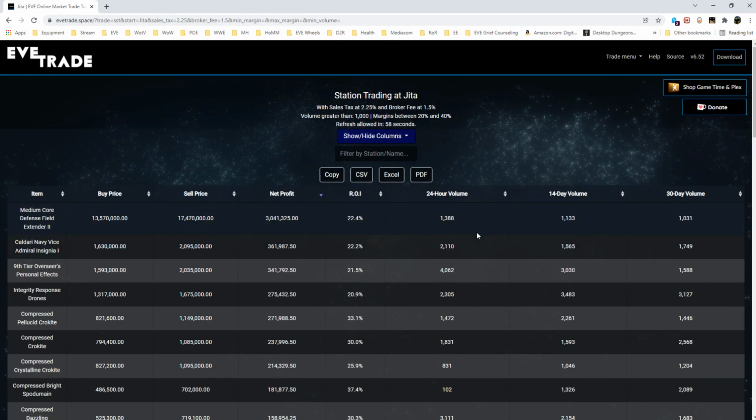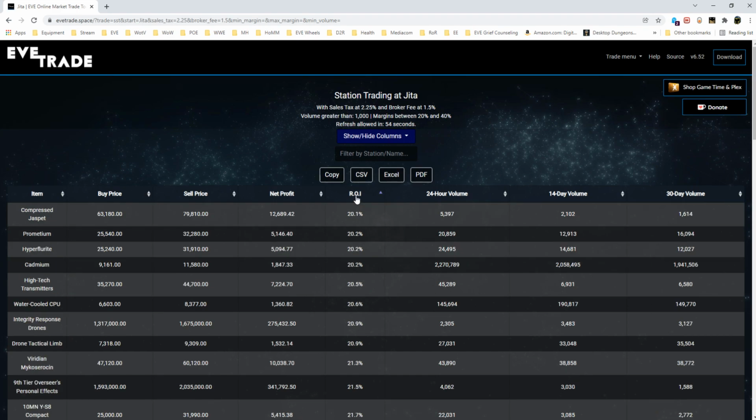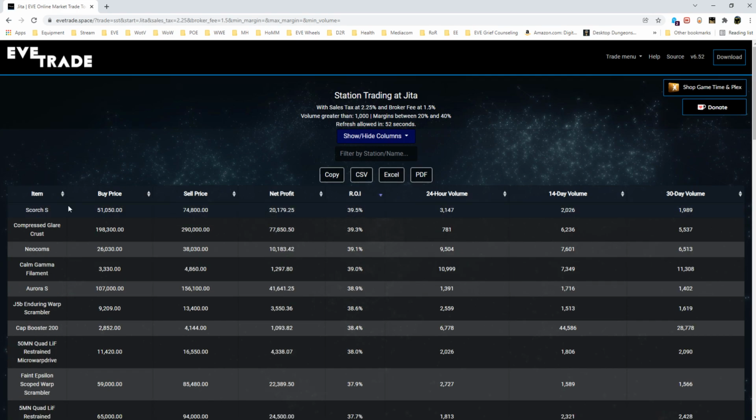You can sort by a couple of different factors here. I usually sort by return on investment to get a higher percentage of items. You can see that Scorch S is trading at pretty decent velocity. Anything in 4 digits or 5 digits is ideal. Things in 3 digits, it's not that they can't move, but you want to look at the 24-hour volume, 2-week volume, and 30-day volume. If there's a sudden spike here that outpaces the 14 or the 30 days, it just means that there's possible market manipulation going on, maybe a large influx or buy-up of the item itself.